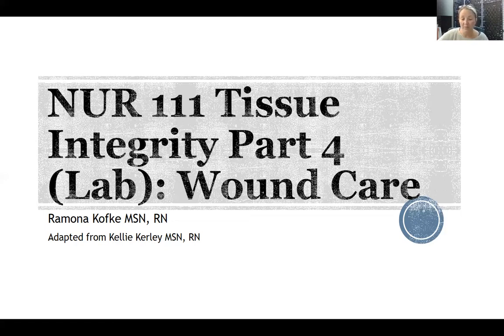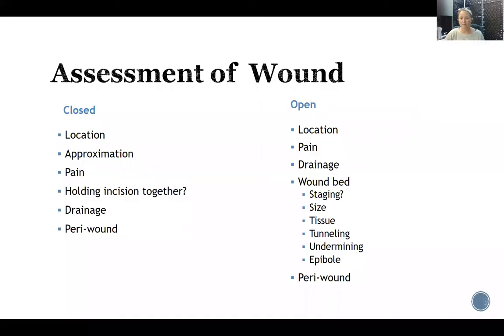Remember to do hand hygiene before starting. Think about what PPE you might need. If you're going to be irrigating something and you're splashing something into a bloody wound, you're probably going to want goggles and a mask and a gown and all the protection that you would need, thinking about what you're doing. If you're changing a dry dressing, you may not need all that.